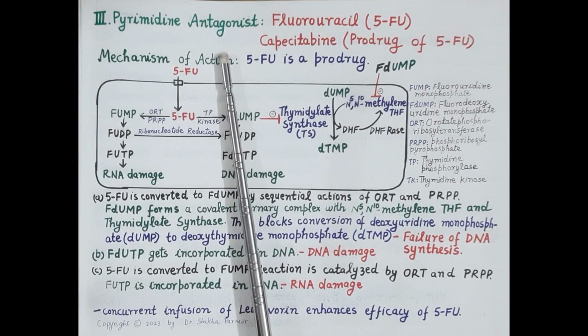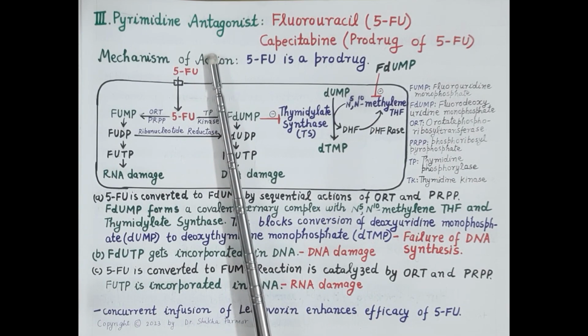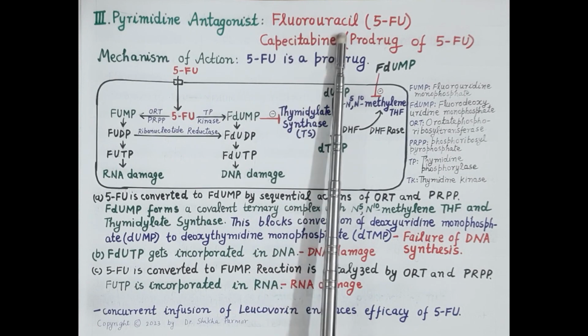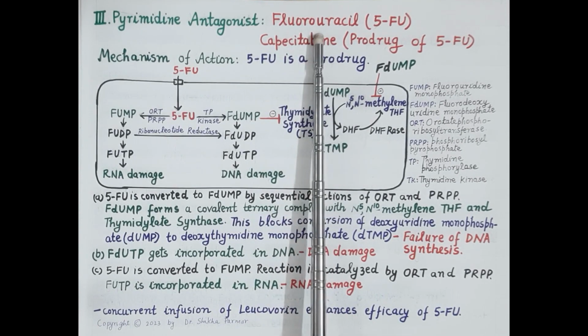Now after folate and purine antagonists, the next category of antimetabolites are the pyrimidine antagonists. Cytosine, thymine and uracil are the pyrimidine bases. Here we have two drugs, fluorouracil and capecitabine. First we are going to study the pharmacology of the drug 5-fluorouracil.